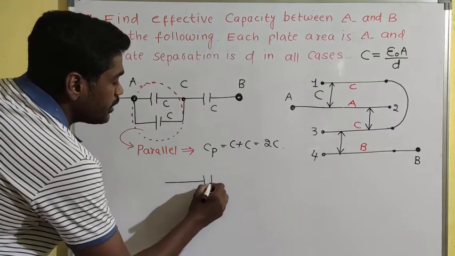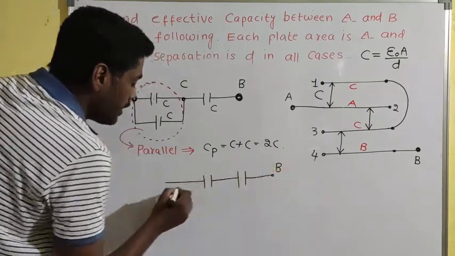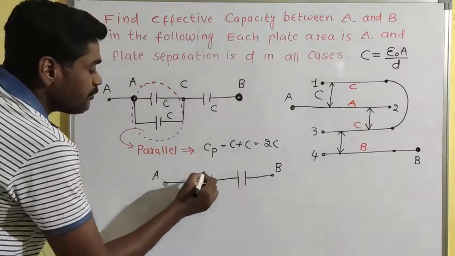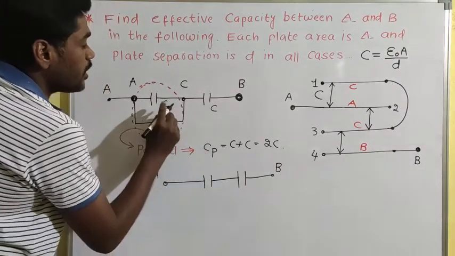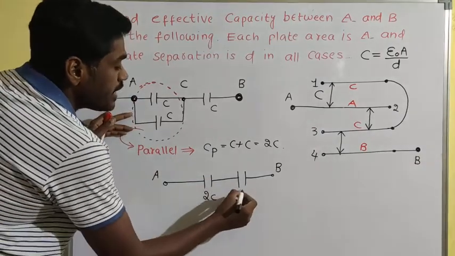This is the final answer. This is B and this is A beta. Now you can say what you got: CP, the combination of these two capacitors, is 2C. I am taking here the C.